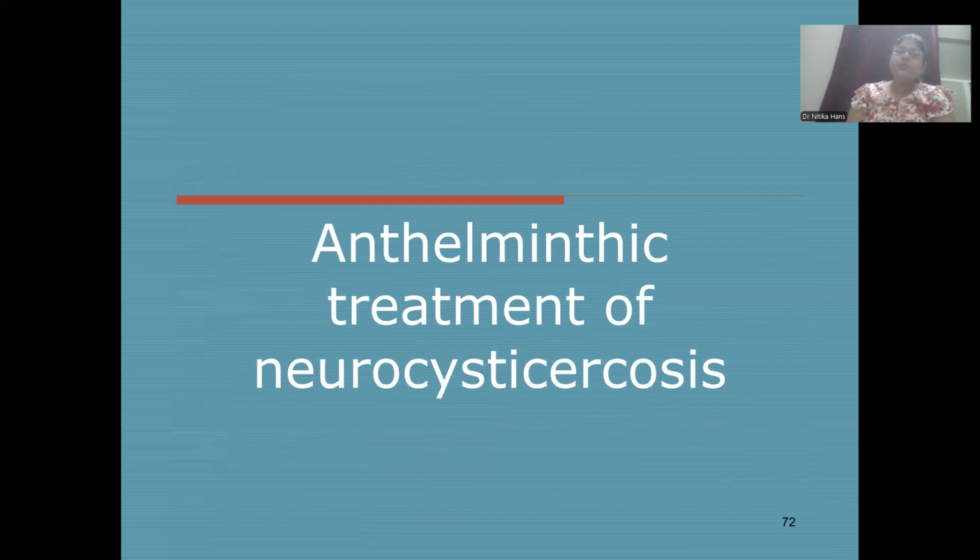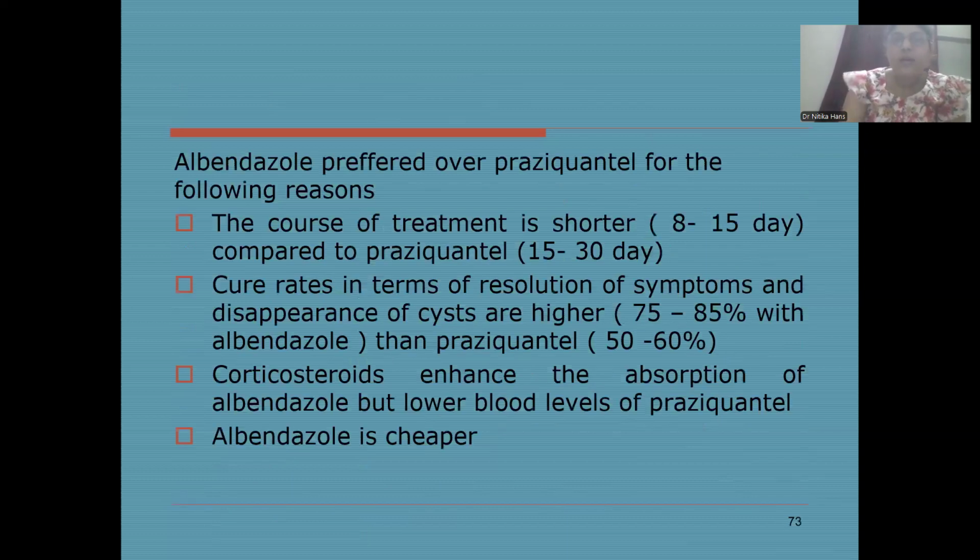In the anthelmintic treatment of neurocysticercosis, albendazole is preferred over praziquantel because the course of treatment is shorter, that is 8 to 15 days, compared to praziquantel, which is 15 to 30 days. Cure rates, in terms of resolution of symptoms and disappearance of cysts, are higher. The symptoms will resolve more easily, and cysts will disappear in 70 to 85% with albendazole, and with praziquantel 50 to 60%. Corticosteroids enhance the absorption of albendazole but lower levels of praziquantel.